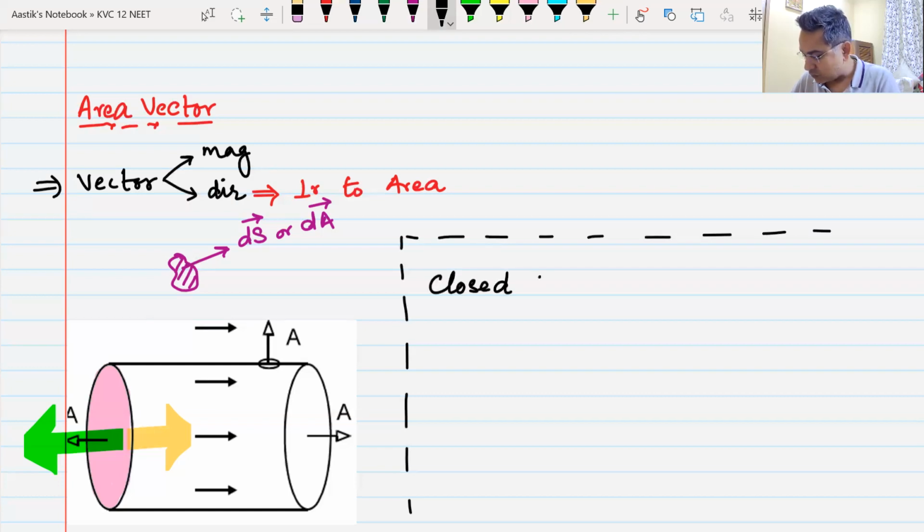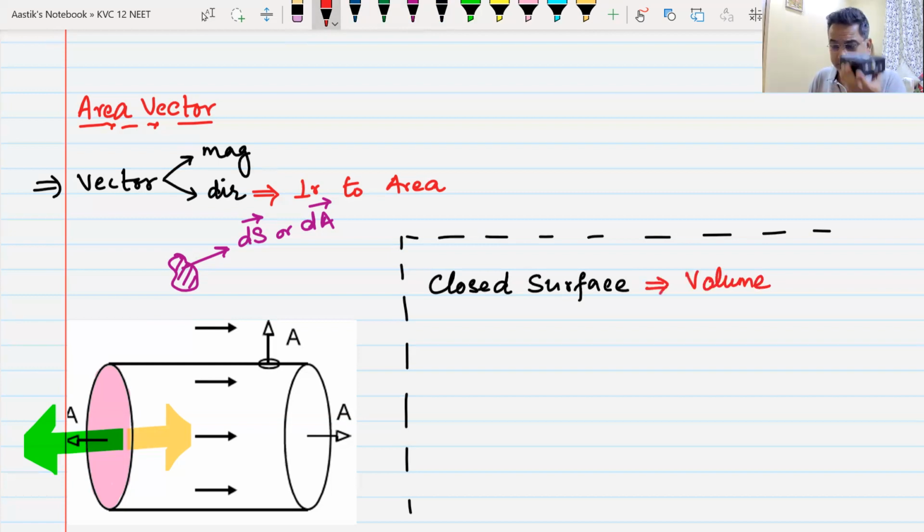One is known as a closed surface, and the other one is known as an open surface. Now, what is a closed surface? A closed surface is a surface which encloses a volume. So, a closed surface is any surface that has a volume, that encloses a volume.